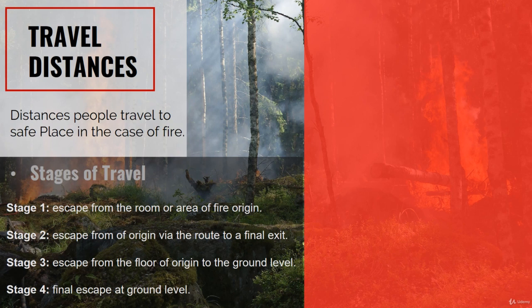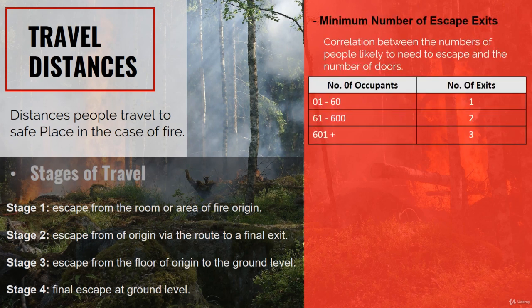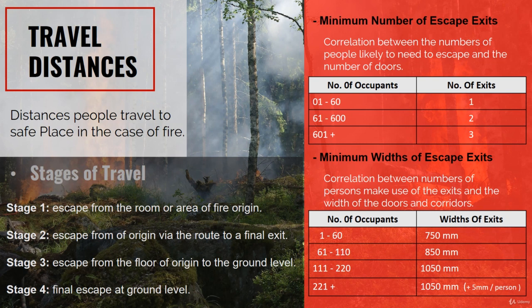In addition to the requirement to limit travel distances, it's also necessary to consider the flow of people through the exits from buildings. So guidance on the number and width of exits that are required provides an adequate means of escape. Also in practice, this means that when planning or assessing the means of escape for a particular situation, there must be adequate numbers and widths of exits as well as adequate directions and distances of travel.